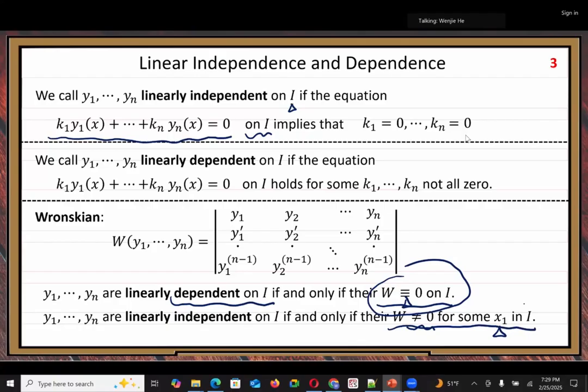So when you determine whether n functions are linearly dependent or independent, you should be very careful. Do you need to consider all the points on I, or do you only need to find one point on I satisfying a certain condition? Because you may have those questions in your quiz or homework assignments.